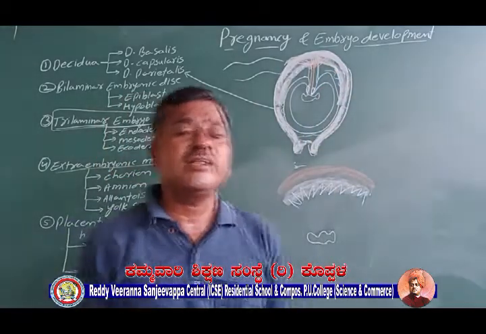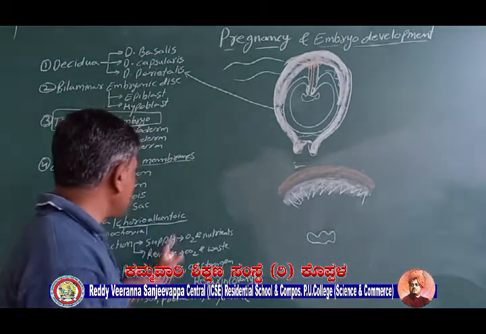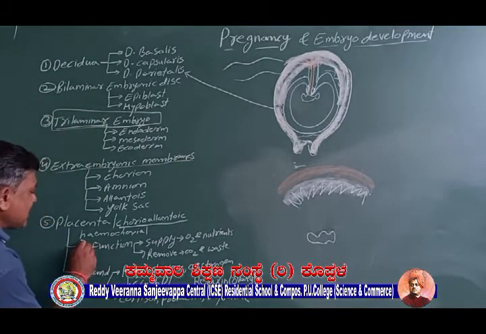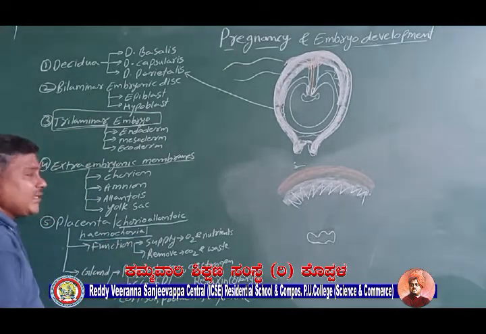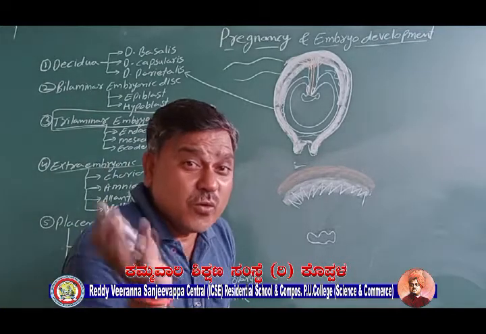Both are involved in formation of the placenta. That's why it is called the chorioallantoic placenta. Now this placenta is also called the hemochorial placenta.